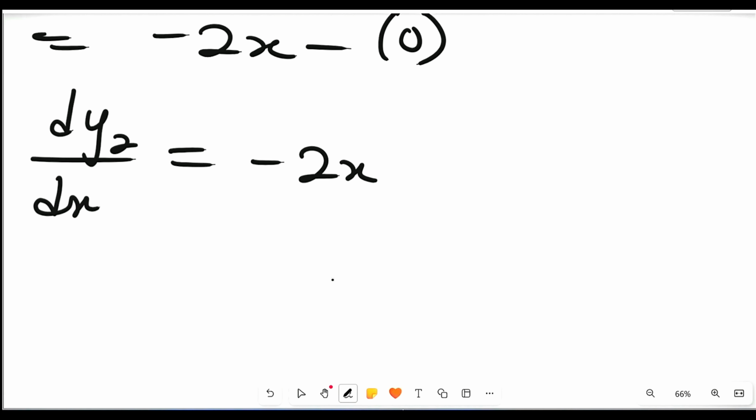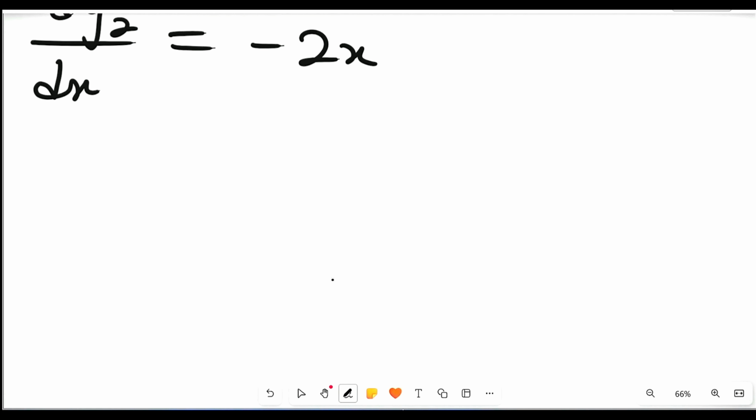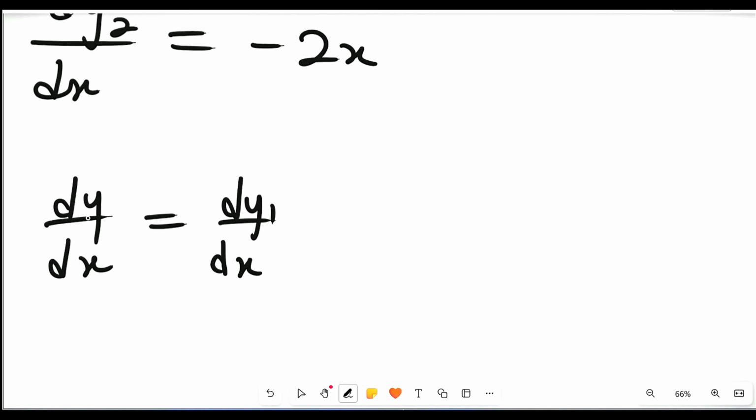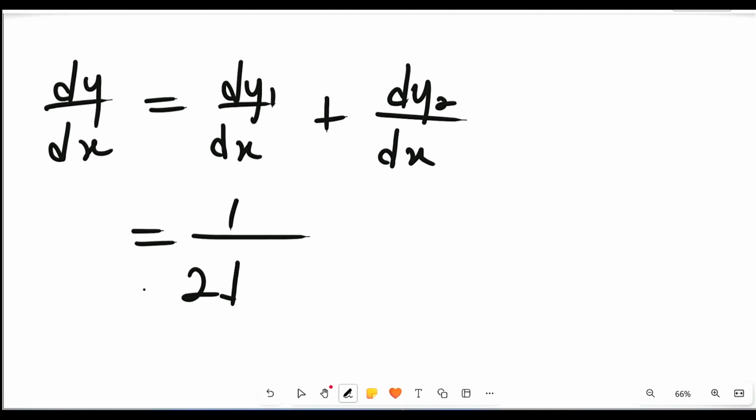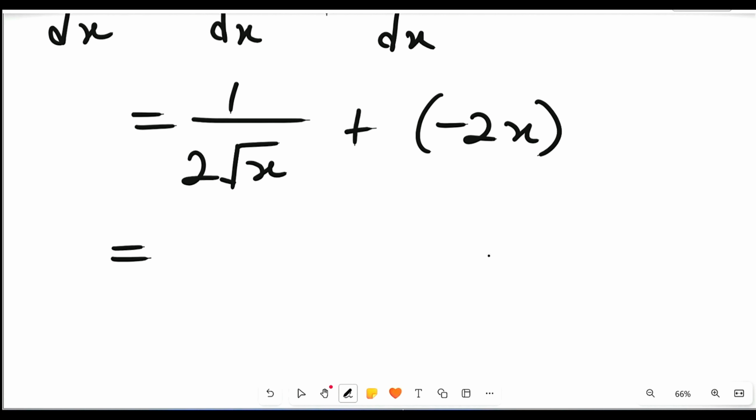So we can now bring the two results together to get our dy/dx. So we have dy1/dx plus dy2/dx. The first one, we had it to be 1 divided by 2 root x. Then the second one, we have it to be negative 2x. Right. So at the end, our derivative, or our dy/dx, will be equal to 1 divided by 2 root x minus 2x.